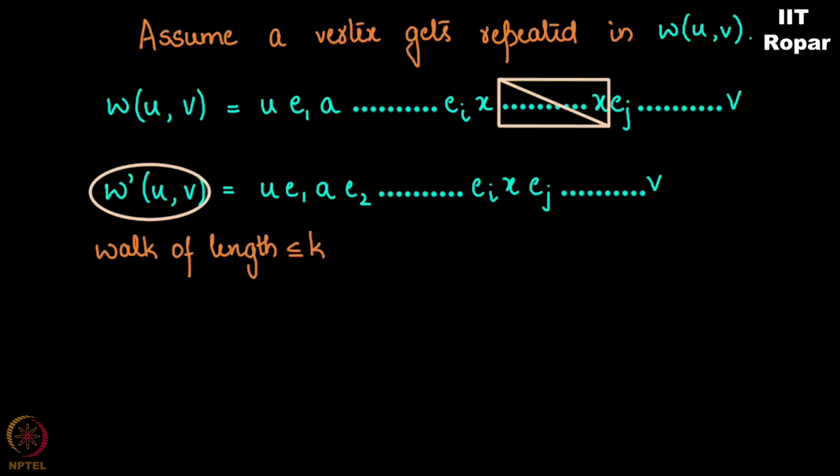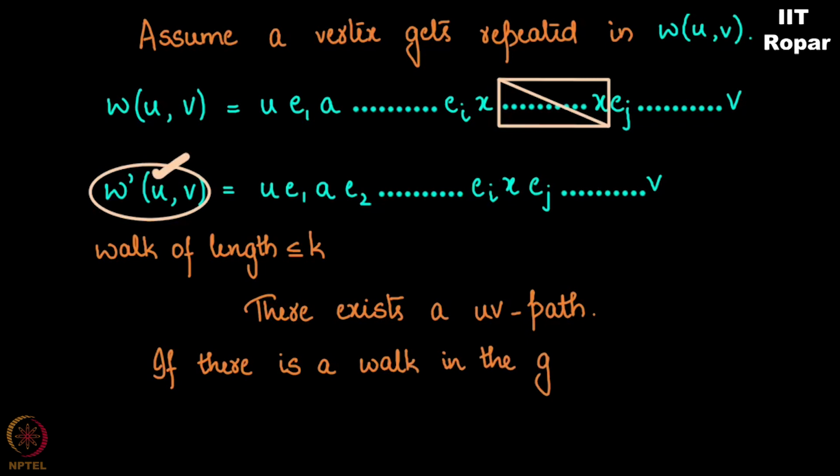Now, what can we conclude from the induction hypothesis? We can conclude that there exists a UV path because this is a walk of length less than or equal to K, hence there must exist a path. So we have proved that if there is a walk in the graph, then there is a path in the graph.